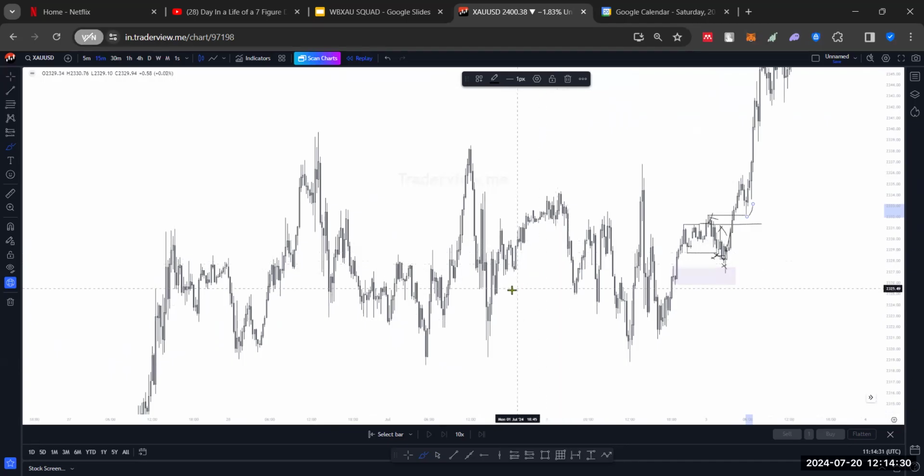Again, the same thing happened here in this scenario. Price takes the high, takes the low, then continues to the high, okay? This is the high, it came, induced the low, right?